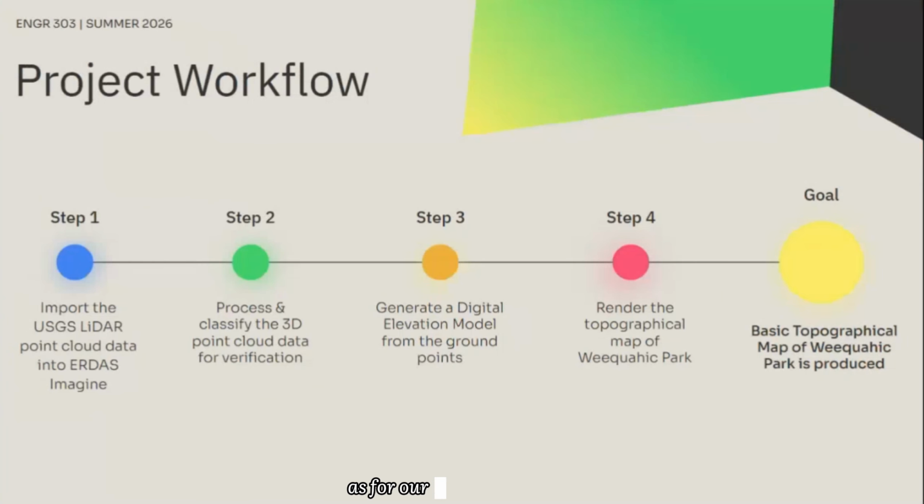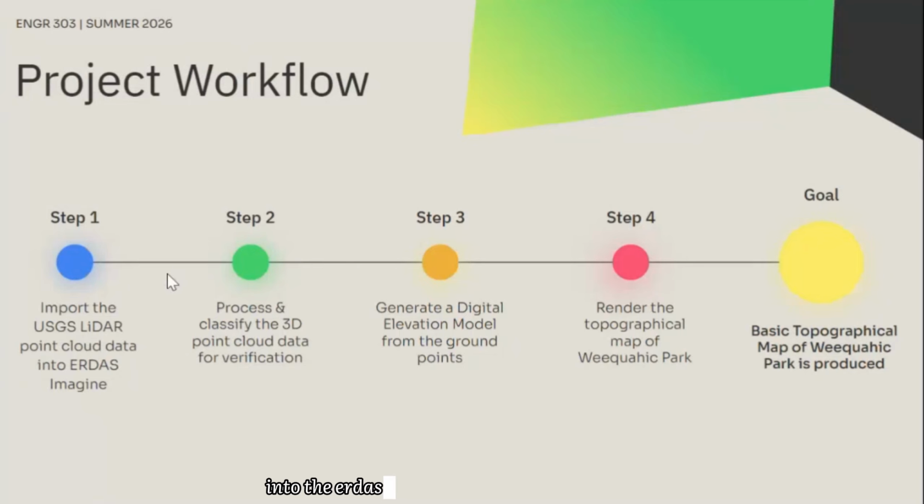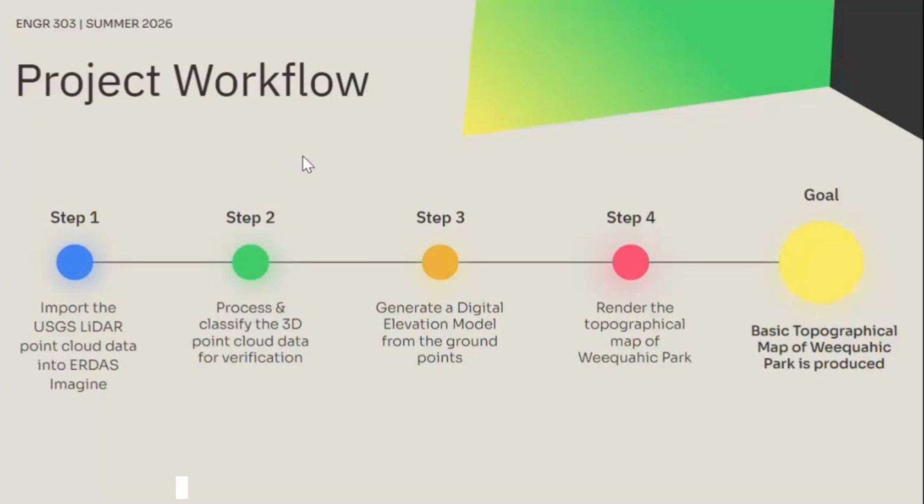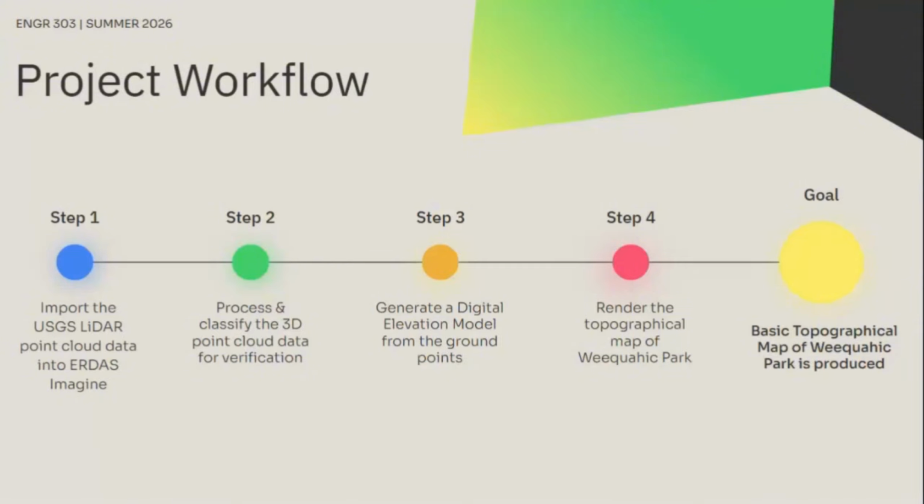As for our project workflow, we followed these steps. We imported the USGS LiDAR point cloud data into ERDAS Imagine for the Weequahic Park layout. Next, we processed and classified the 3D point cloud data for verification. Then we generated a digital elevation model from the ground points. Then we rendered the topographical map to get the basic topographical map of Weequahic Park.